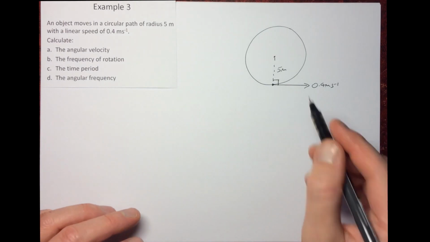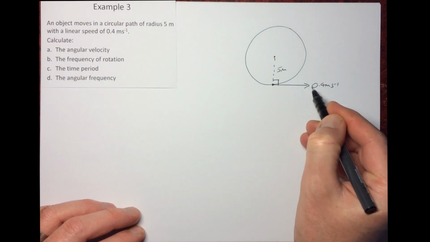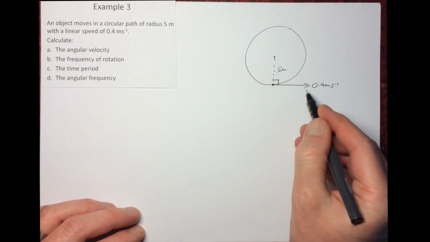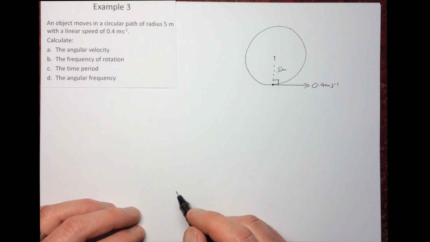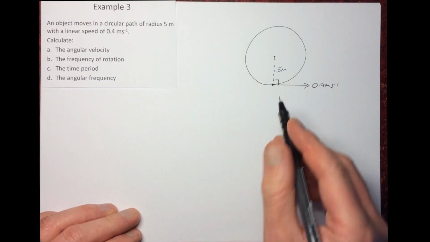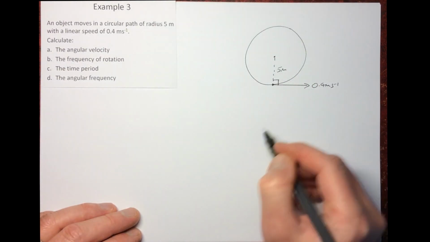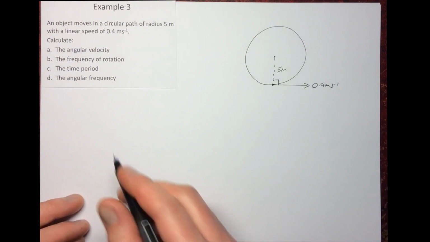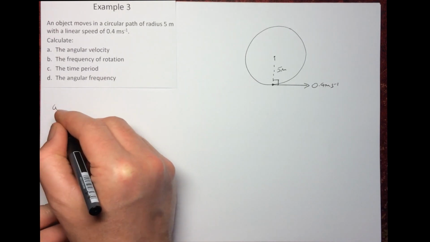Okay, so example three. Sorry about this, that angle there is supposed to be 90 degrees between the radius and the linear velocity, but I think I messed that up a little bit in my diagram. So radius, linear velocity, or linear speed. Now, it asks you to work out the angular velocity.